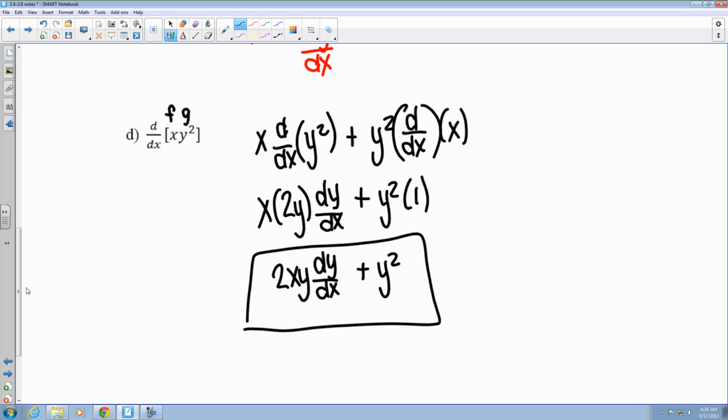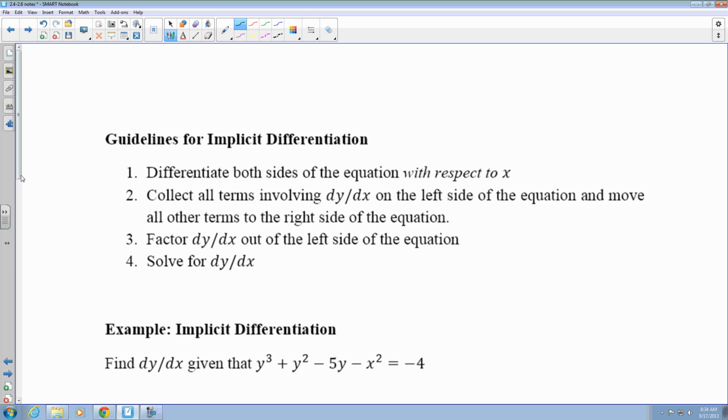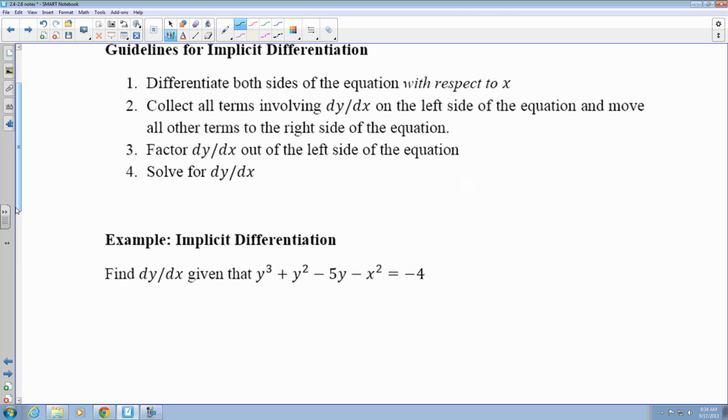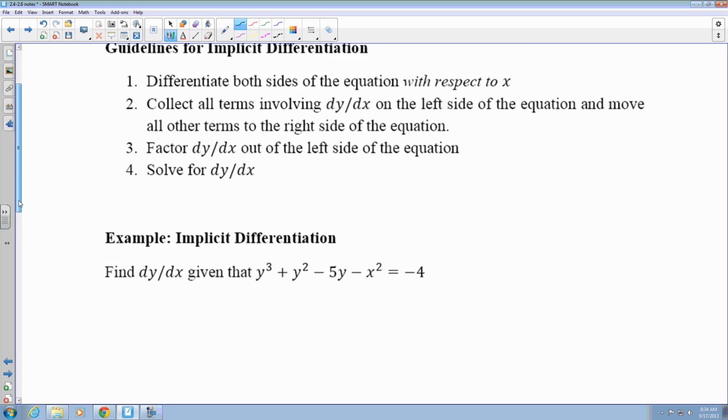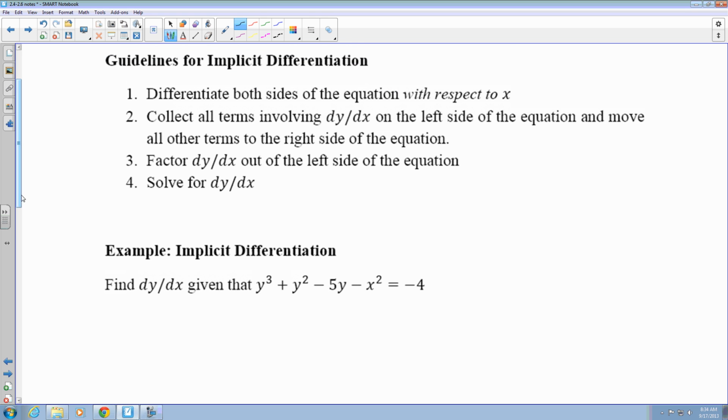So you're still doing the same process, you just have to remember when you're taking the derivative of a y term to put that dy dx on the end of it, or you're not going to get the right answer. So our guidelines do the same thing with respect to x. That means that you have to do a dy dx every time you take the derivative of a y term. Then you're going to take all the terms that have a dy dx to one side of the equation, generally the left side, and move everything else to the right, and you're going to factor out the dy dx and then solve for it. So we do need to do a couple more steps than what I showed you so far, but these are the steps for any implicit differentiation problem.